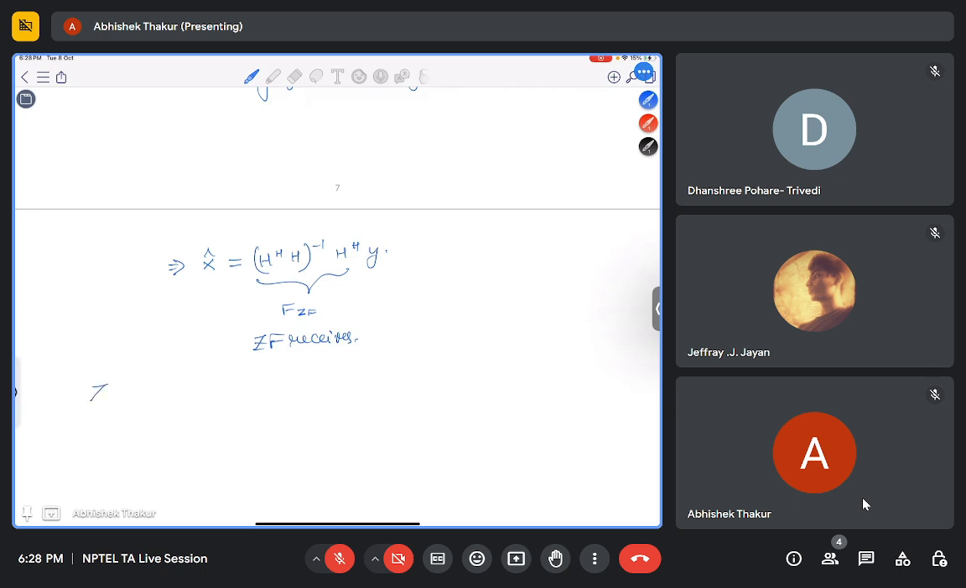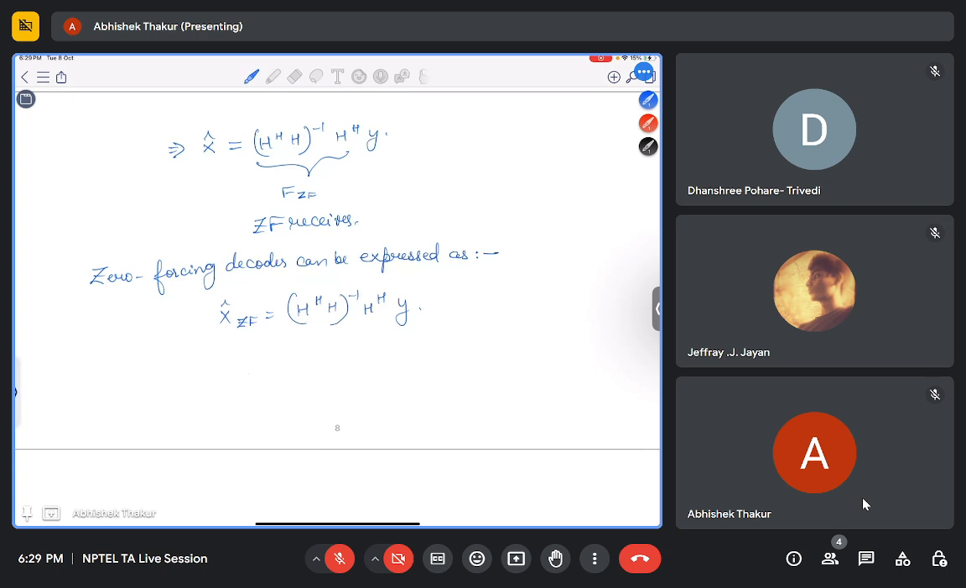So the zero forcing decoder can be expressed as x hat ZF is equal to (H Hermitian H) inverse into H Hermitian y, and we can write this as F ZF into y.